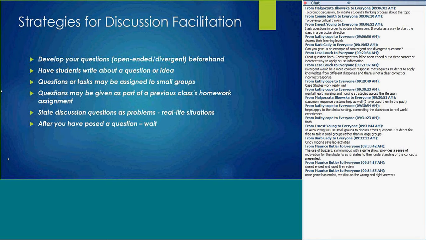Right. Maybe assigned to small groups to work out. Again, those are the ones that maybe that introvert student who has difficulty speaking in front of 30 people might very easily be able to speak in front of two or three people. Mm-hmm. And so that might be a strategy for that particular person. It can be given as part of a previous class homework assignment, which is also giving students a chance to get their thoughts together, and they might be able to participate more fully in the discussion.